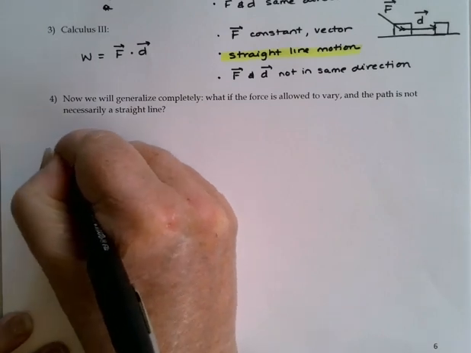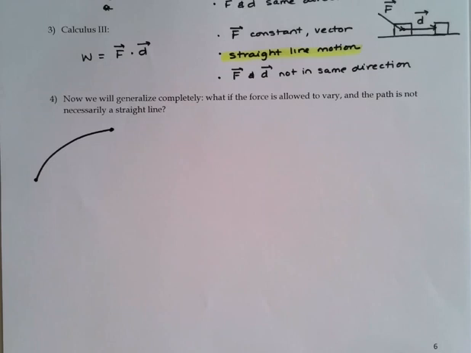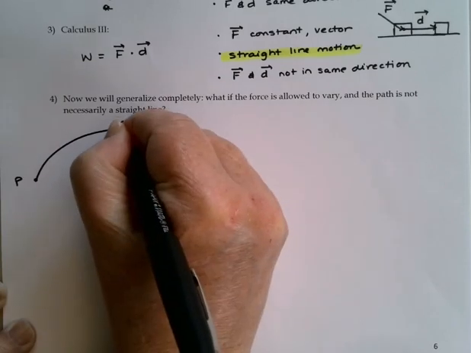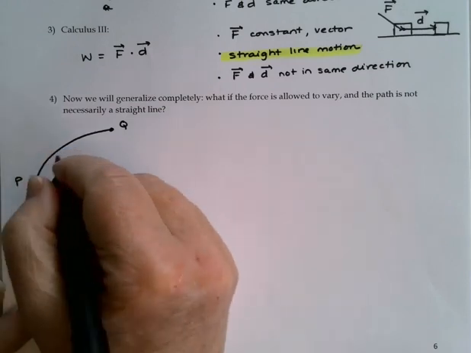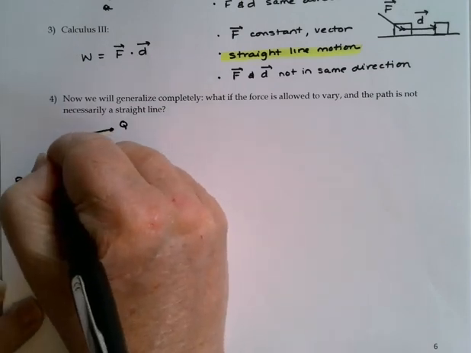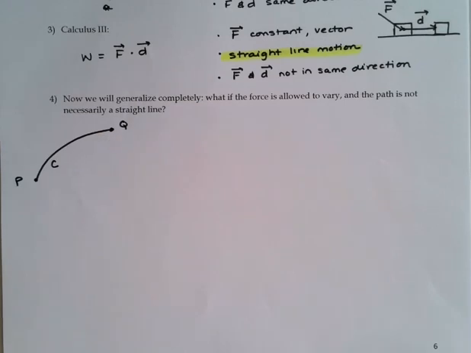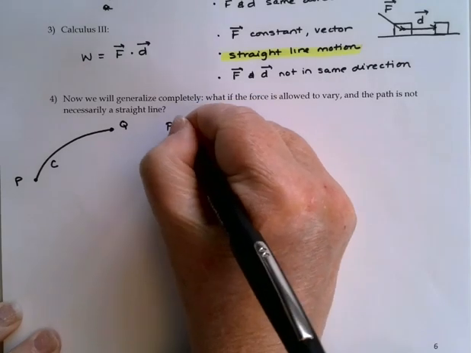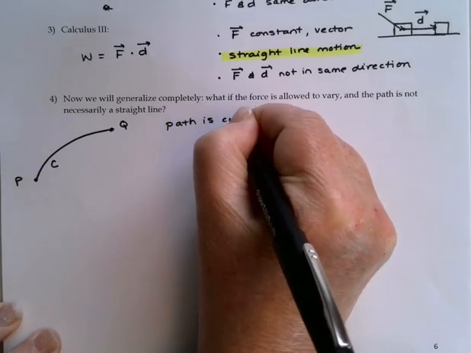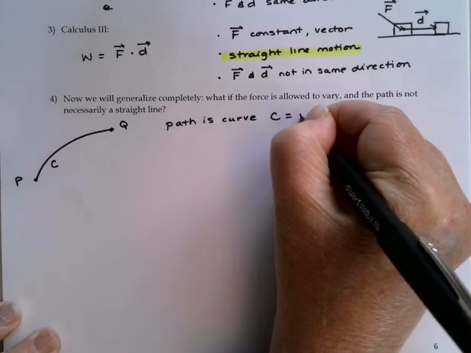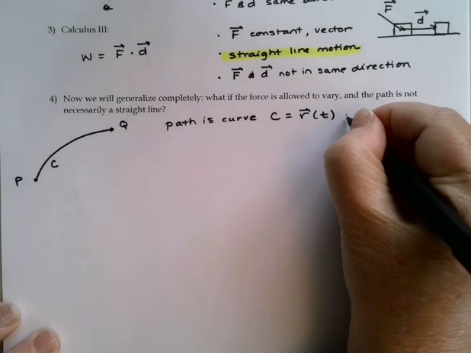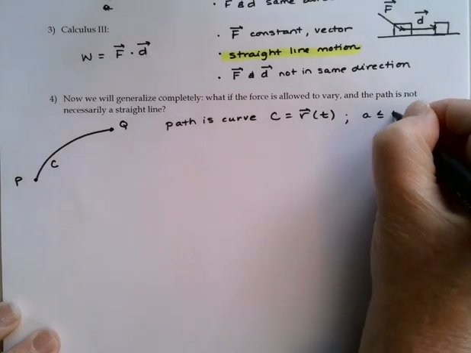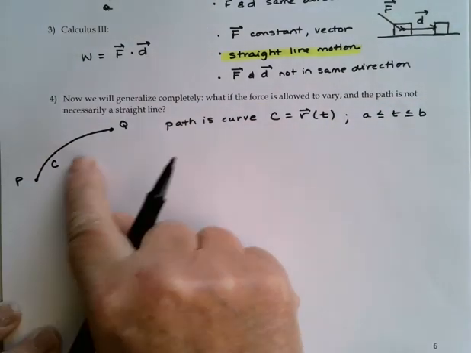I'm going to assume that I'd like to move my object from some starting point P to some ending point Q along this curved path C. Furthermore, I'm going to, well, let's start with that. Path is the curve C, which, as is typical, we'll normally parameterize as r of t for t values between some a and some b, which give us our points P and Q.